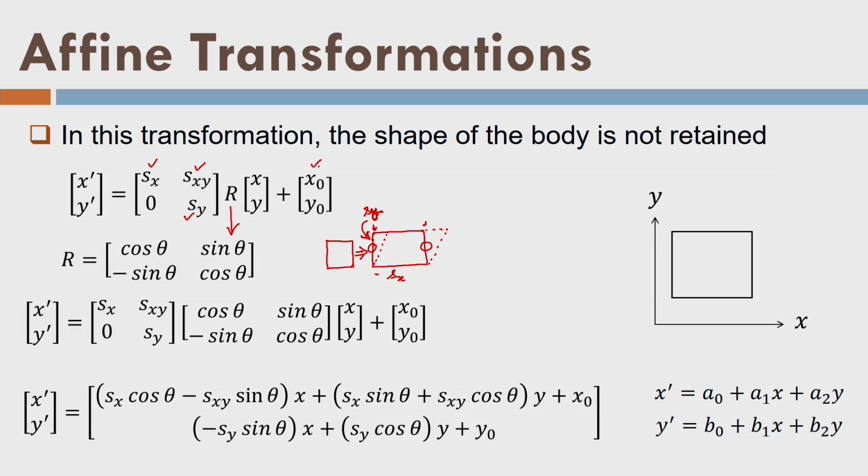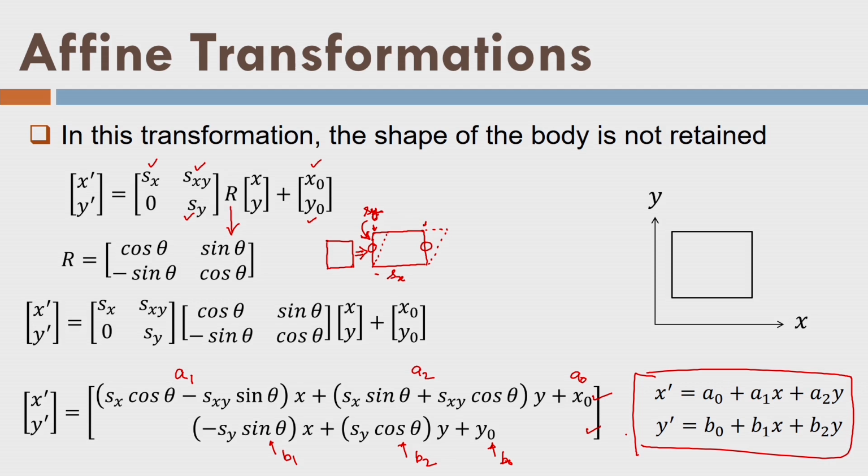Here we see that translation is also there. So, if I write this equation in this form and try to expand the matrix, I will get this equation. So, x dash equals this term written like this, and y dash equals this term here. And now you can see that this factor becomes A1, this becomes A2, and this becomes A0. So, this factor becomes B0, this becomes B2, and this becomes B1 here. And so, I can write this equation in order to represent the affine transformation.